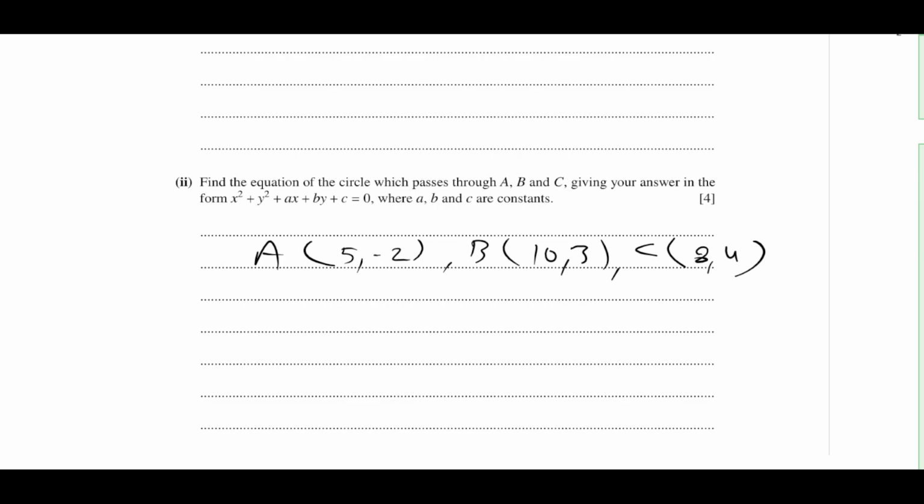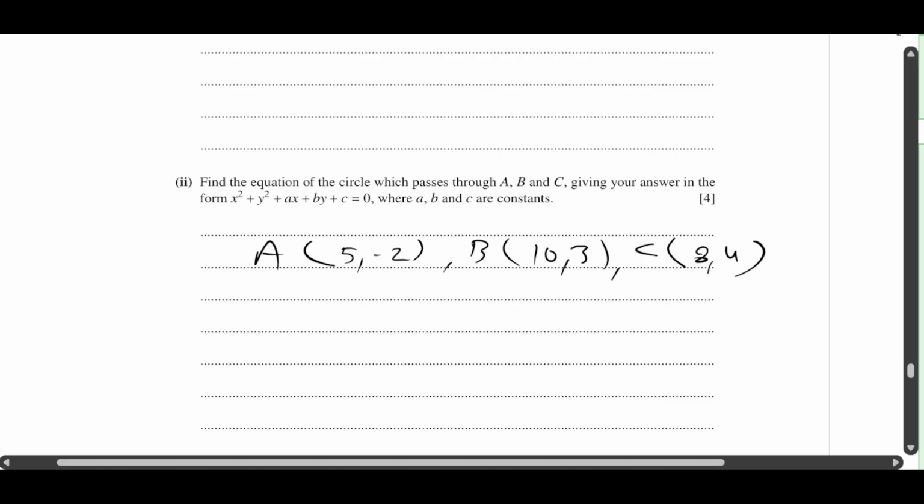Now find the equation of the circle which passes through points A, B and C. The circle is passing through these 3 points. Now how will we get the equation of a circle when 3 points are given? Let us do one thing. Let us draw these 3 points.